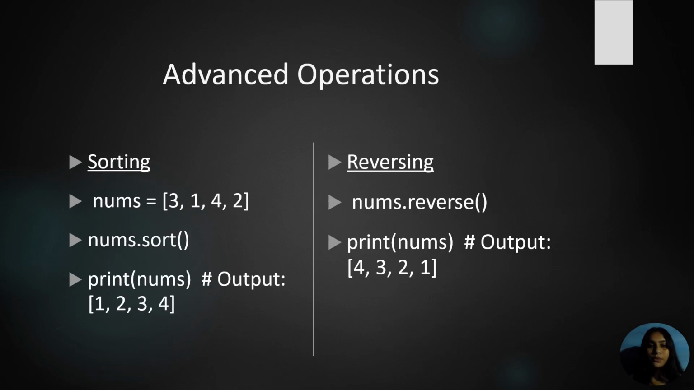We have some other operations, such as sorting. When we use the sort function on a list of numbers, it sorts the elements in order. For example, here we have the numbers 1 3 3 1 4 2, which are unsorted, not in order. When we use the sort function, we will get the numbers in order, that will be 1 2 3 4. And then we have reversing. This function gives us the reverse order, which will be 4 3 2 1.